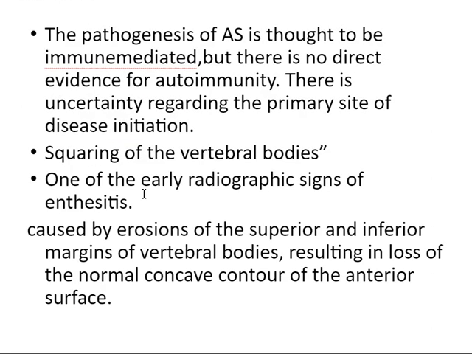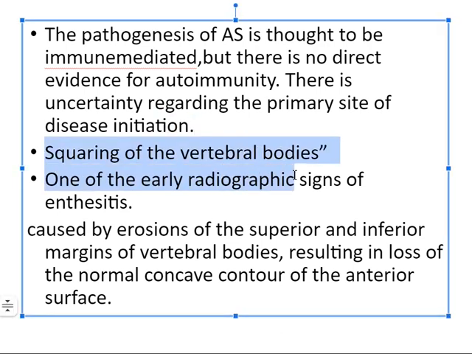Now let us come to the pathogenesis. It is thought to be immune mediated, but there is no direct evidence. There is uncertainty regarding the primary site of disease initiation, because we don't know the primary site of disease initiation yet. The squaring of vertebral bodies is one of the distinctive features of ankylosing spondylitis. You have to remember this. This is the most important point.